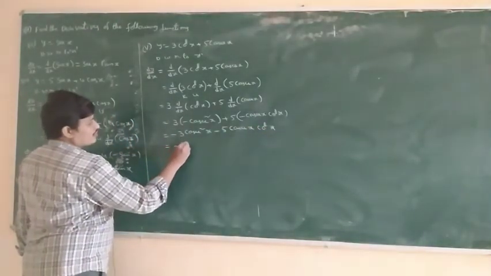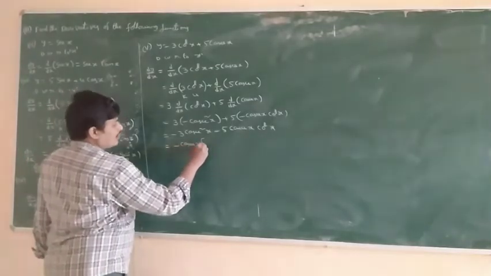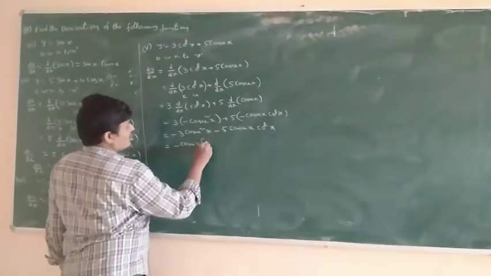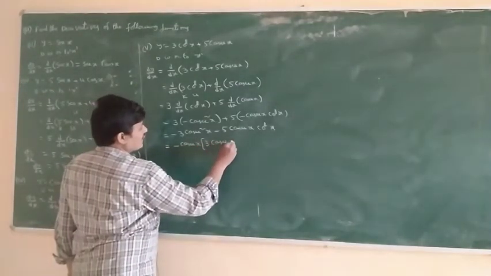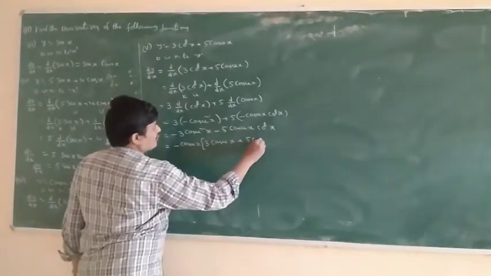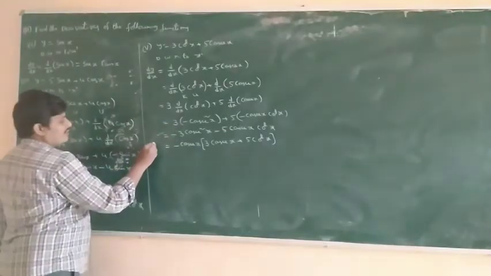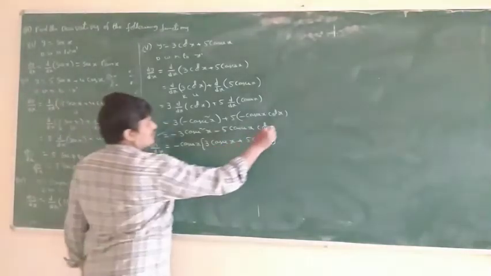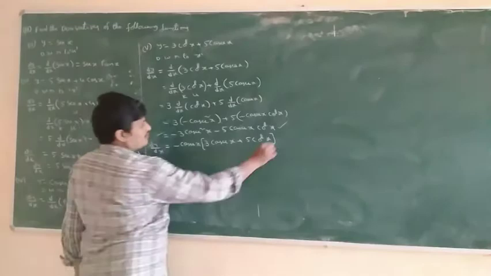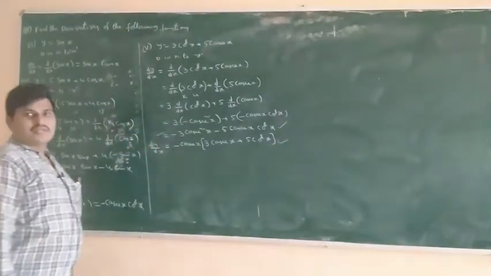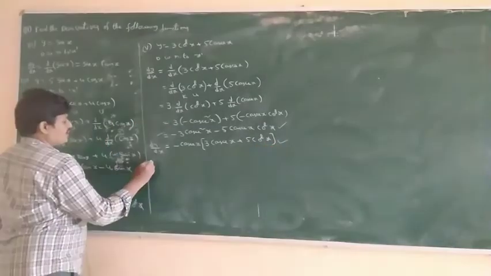Or minus cosecant x common. Minus cosecant x common means 3 cosecant x plus 5 cot x. Any one of the answers. This is the answer, dy by dx. So this is the answer. This is also an answer.